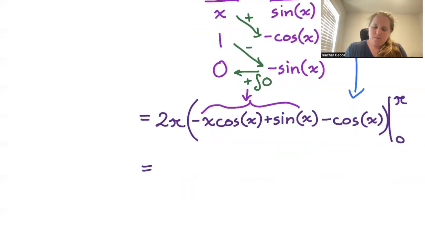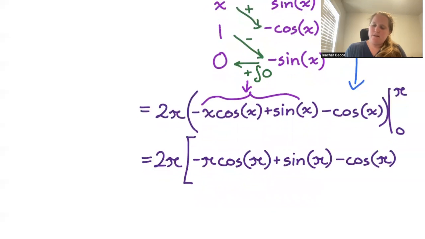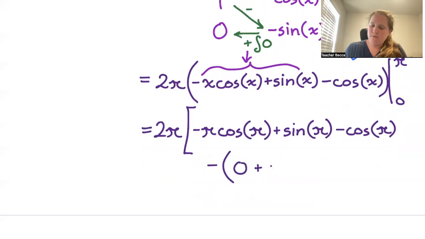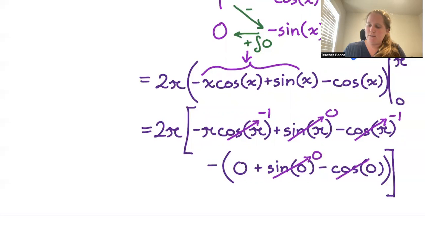So this becomes 2 pi times, we have a negative pi times cosine of pi plus sine of pi minus cosine of pi. Then we are subtracting off 0 plus sine of 0 minus a cosine of 0. Again, that whole thing is being multiplied by the 2 pi out front. Cosine of pi is -1. Sine of pi is 0. Again, cosine of pi is -1. Sine of 0 is 0. Cosine of 0 is 1.